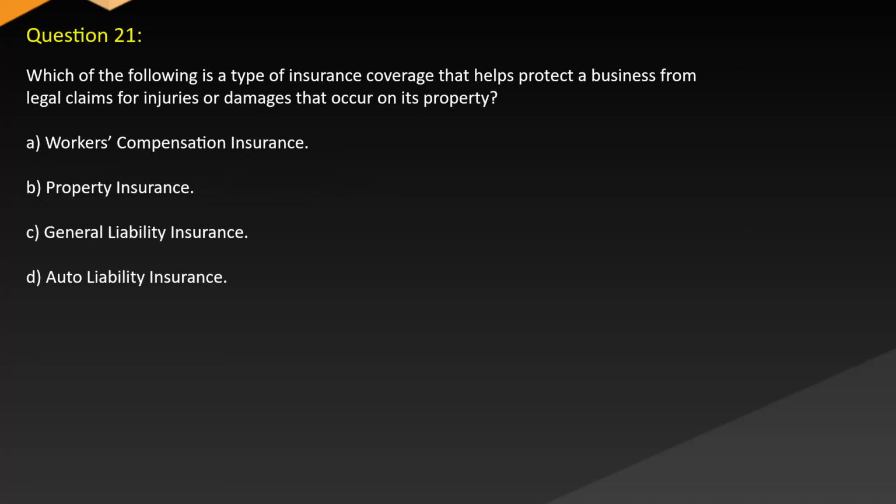Question 21. Which of the following is a type of insurance coverage that helps protect a business from legal claims for injuries or damages that occur on its property? A. Workers' compensation insurance. B. Property insurance. C. General liability insurance. D. Auto liability insurance.